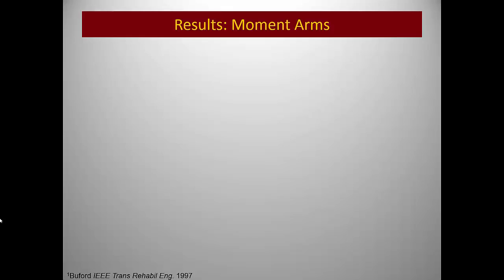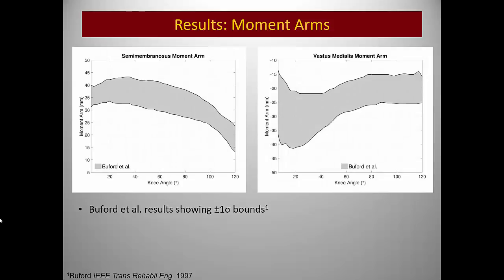Now on to the results. Let's begin with a plot of the results reported by Buford. This figure shows moment arm as a function of knee angle, with the gray region representing plus or minus 1 standard deviation. If you're not familiar with the experiment performed by Buford, he fixed the femur and performed an unloaded knee extension, while measuring the moment arm of 13 muscles using the tendon excursion method.